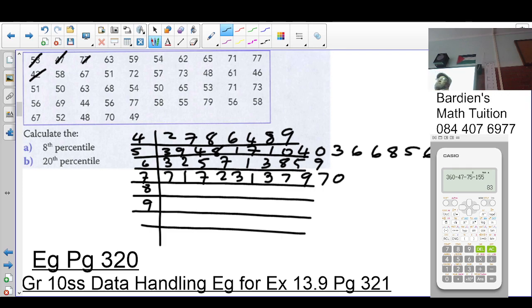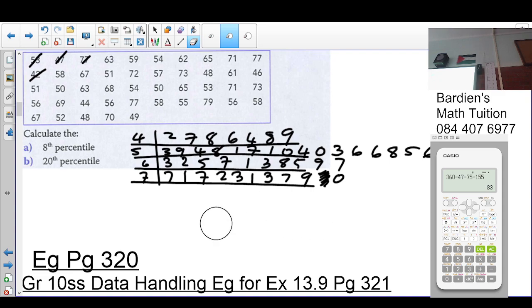Did I miss something? The 77, is this wrong? So it must be 67. Okay. Let's sort out this data quickly, thank you.